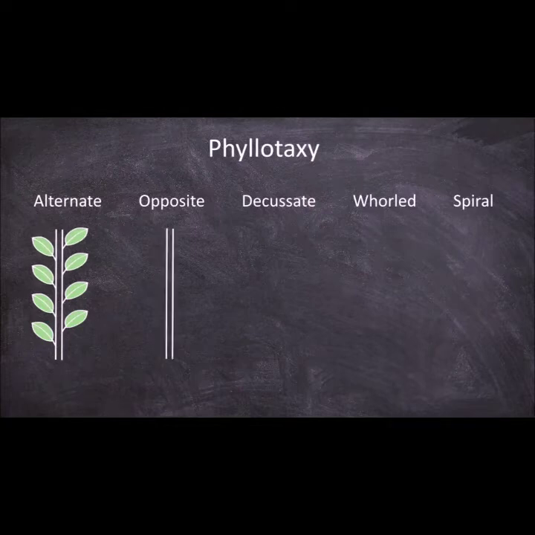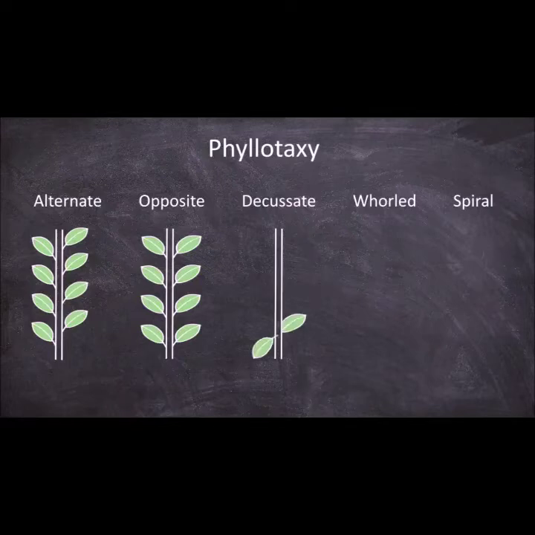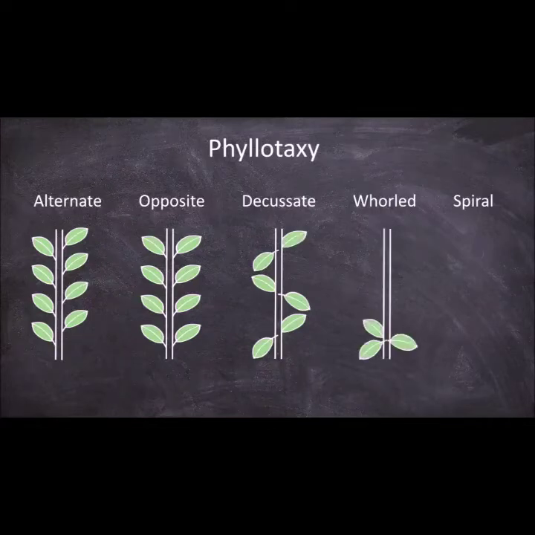If a plant has opposite phyllotaxy, the leaves are also found on nodes on each side of the stem. This time the leaves are found opposite to one another going up the stem. If a plant has decussate phyllotaxy, the leaves are found in pairs like an opposite phyllotaxy, but each successive pair is found at a right angle to the previous pair. If a plant has whorled phyllotaxy, then there are more than 2 leaves at each node.